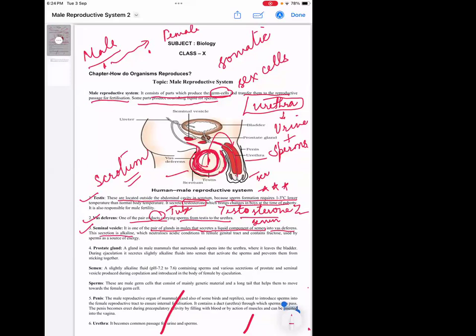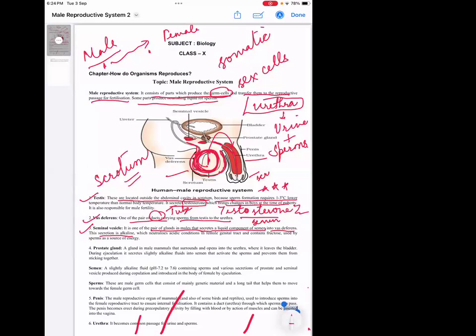Any doubt? Why does it come out when it's not necessary? Why does it come? Yes. Abhinav, come again. Why does it come out, ma'am? Like, why does semen come out when it's not necessary? Abhinav? Hello, ma'am. Yeah, tell me, come again. Why does semen come out when it's not necessary?